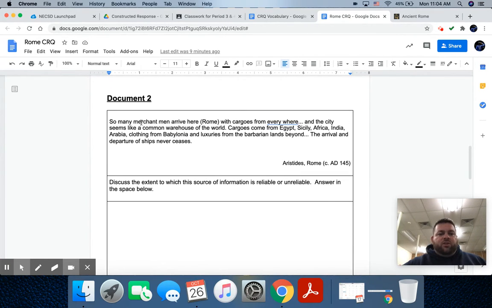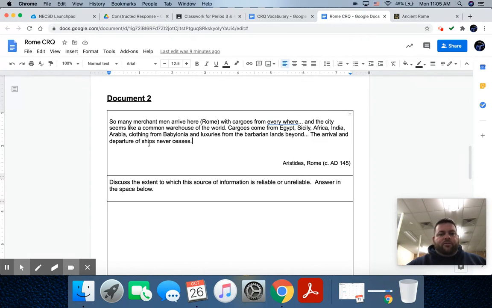Next is document two. Document two is another document on the same topic, right? These come in sets, these CRQs. So document one was the map. Document two is a text excerpt from a man named Aristides from Rome, and he wrote it around the year 145. So this is a primary source written from within the Roman Empire at the time, right? So you can read the document for yourself.